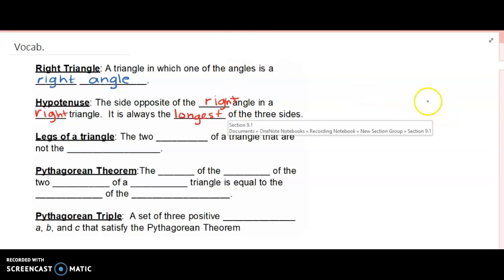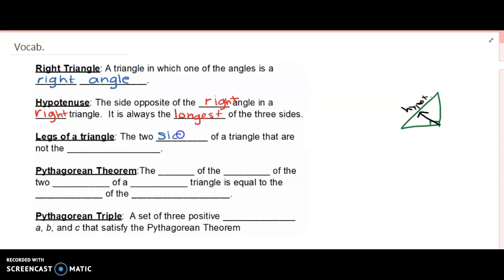of the 3 sides. So, if I have a right triangle over here, here's my right angle. My hypotenuse is going to be opposite of my right angle. So if my right angle is here, this would be my hypotenuse. The legs of a triangle, guys, are the 2 sides of a triangle that are not the hypotenuse. So if this is my hypotenuse, this would be one of my 2 legs, this would be my other leg.